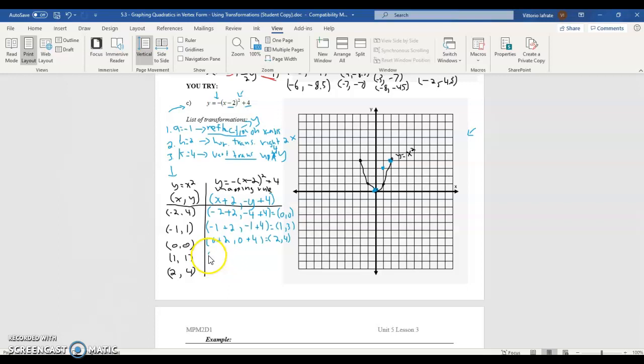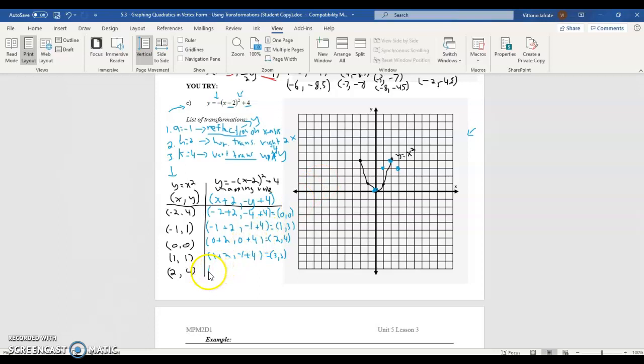Next we have 1, 1. So 1 plus 2, and then 1 plus 4 should actually be negative 1 plus 4 because of the negative y there. And that's going to give us 3, 3. So 1, 1 is becoming 3, 3. Now you can see the parabola starting to form.